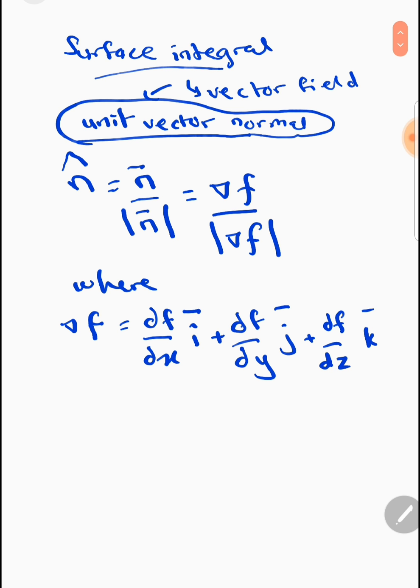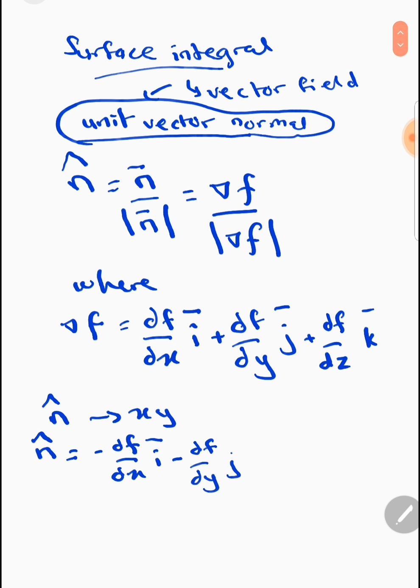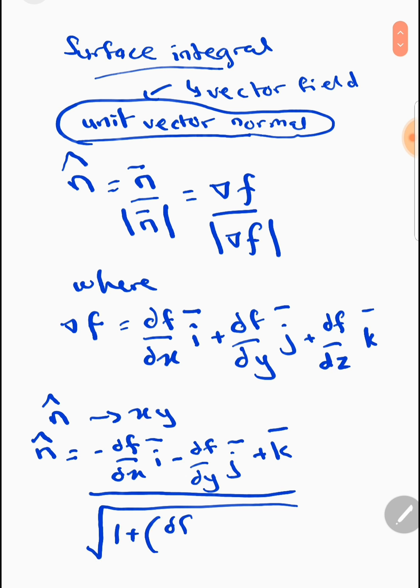Alright, so say if we are to find unit vector normal n, in which it actually lies in my xy plane, I can also write this as n cap equal to negative df over dx i, minus df over dy j, plus k, divided by square root of 1 plus df over dx square plus df over dy square. Alright, so this is one of it.